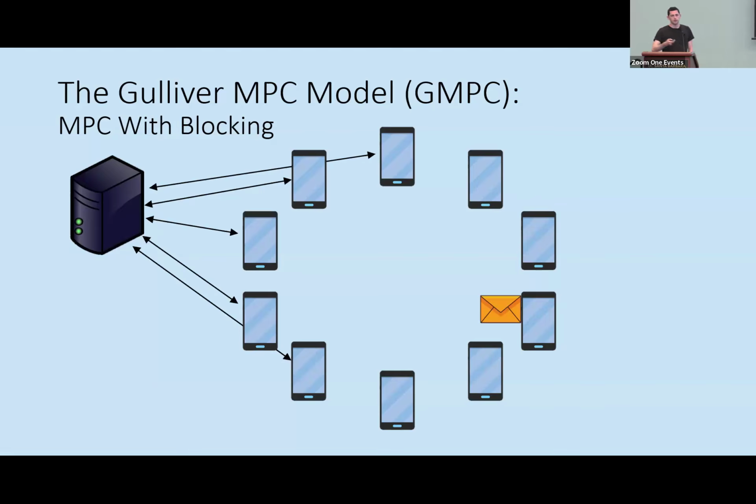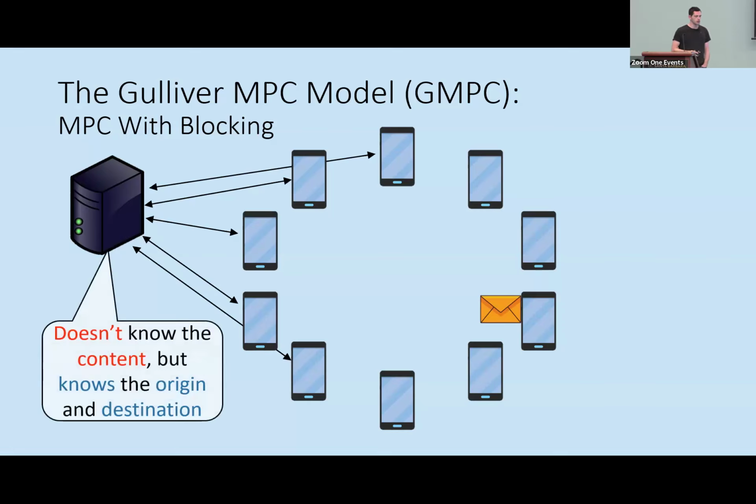And to model the fact that everything went through the server and they were using PKI in the star model, here we're allowing the server to know the origin and destination of the message, but he doesn't know the content. And finally, we're going to give the server the additional power that he can actually block messages. So if a user wants to send a message to another user, in the star model, it had to come through the server, so we can just not send it. So here we're giving him the ability to simply block the message.